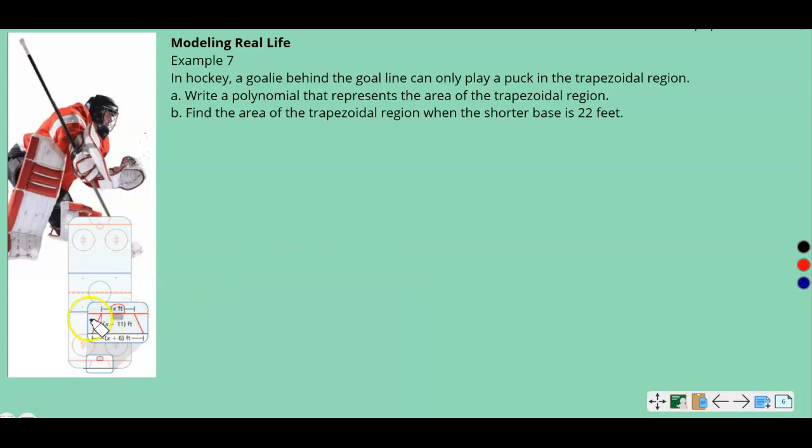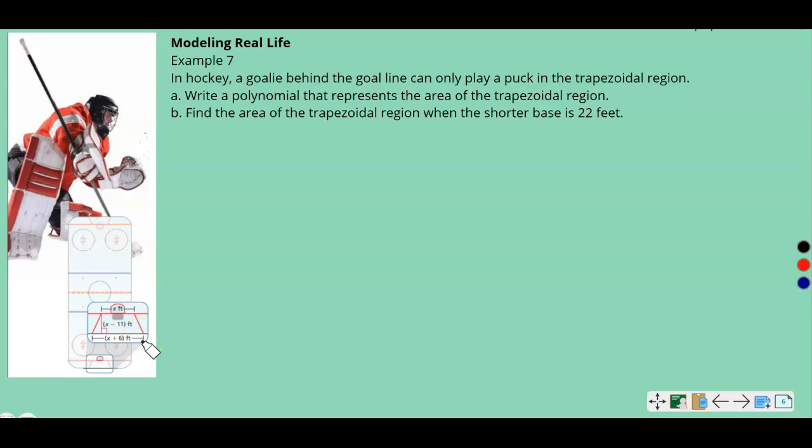All right, so if you look down here, it's small, but it shows that this one base is x. Looks like the height of this is x minus 11 feet. And the second base is x plus 6.